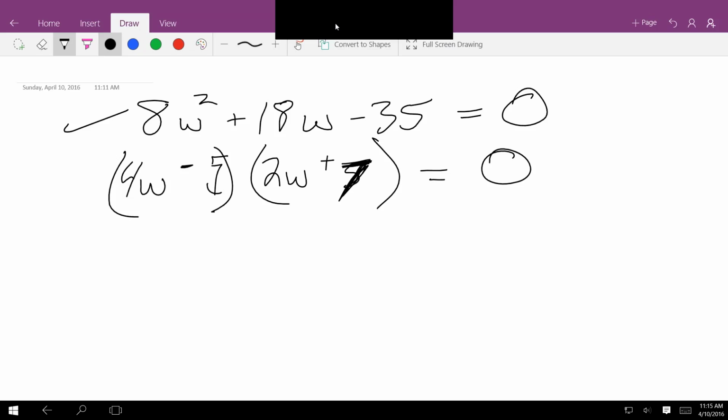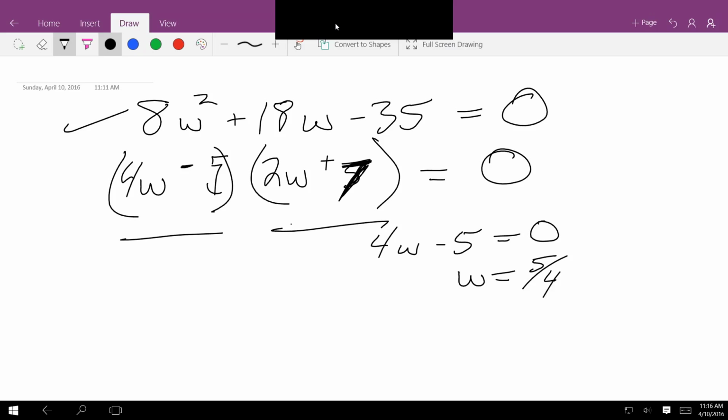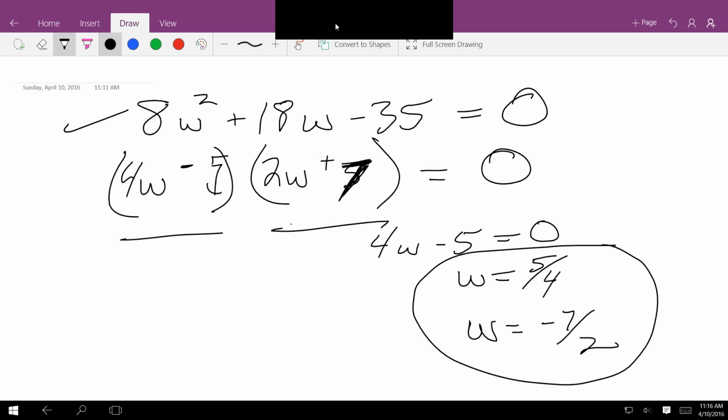Set each to 0, or I mean each. Yeah, you cannot multiply two things together and have them be equal to 0 unless at least one of them is 0. It's impossible. You can't find two numbers that multiply together to give you 0 unless one of them is 0. So my next step is to set that equal to 0, which gives me w of 5/4, and set that equal to 0, which gives me a w of minus 7/2. And there's my two solutions. Okay.